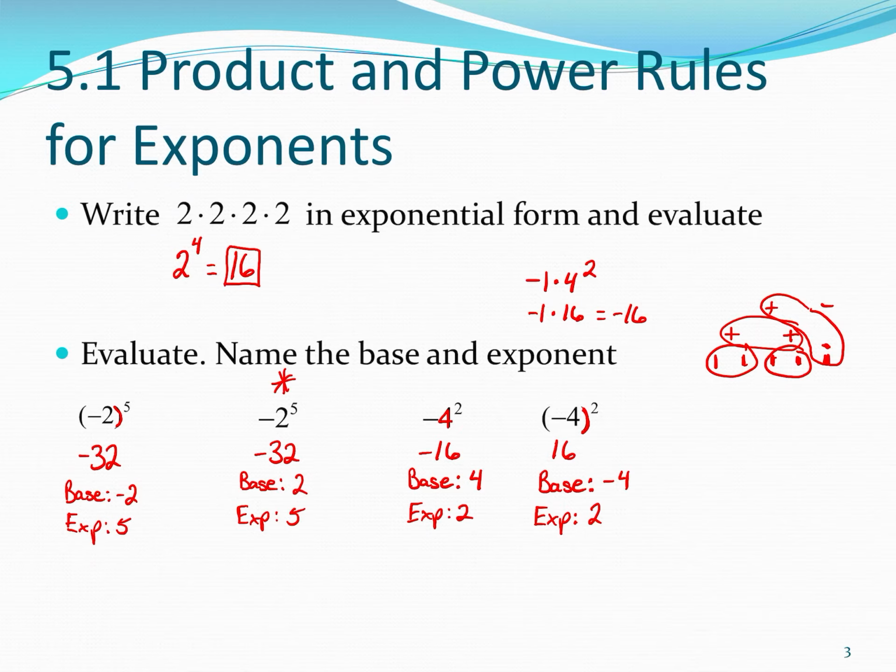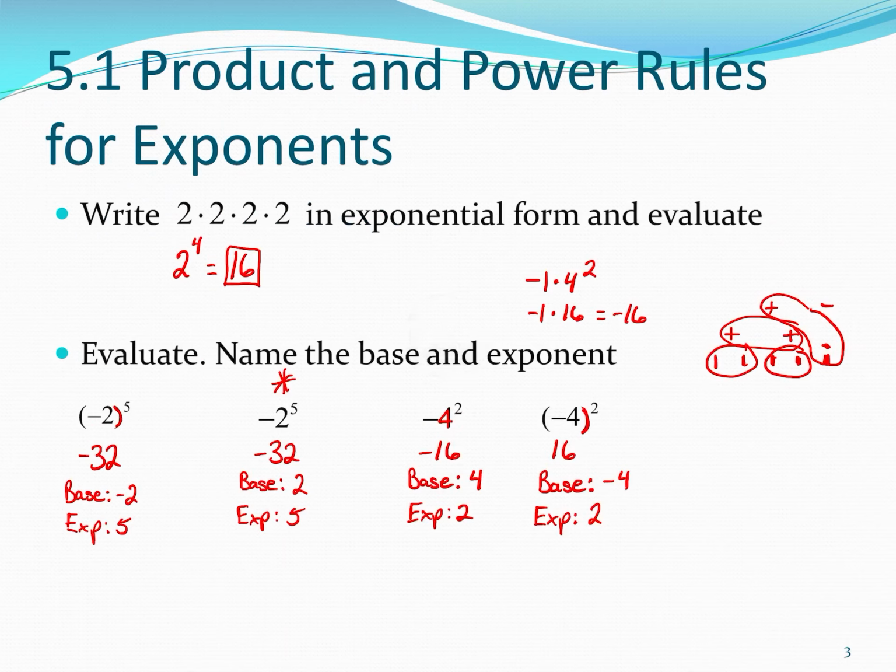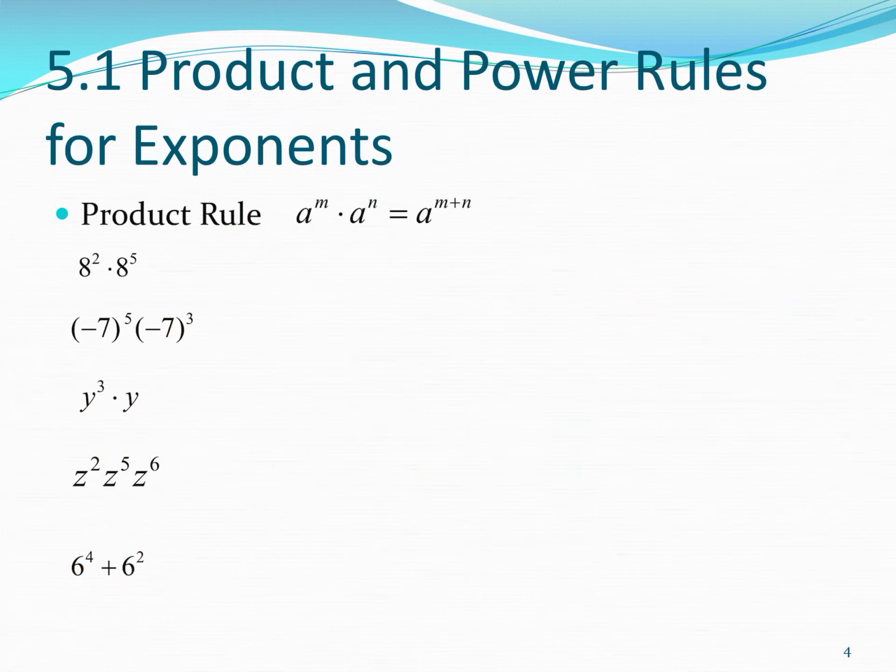With the last two, with the 16 and negative 16, because we have an even exponent, then it matters. So 4 squared is 16. Negative 4 squared is also 16. So in this last one, it's negative times negative, which is positive. And in the third one, it's 4 squared, which is positive, and then we make it negative. And so that's where our difference comes in. It's all about the base and then what the exponent is. Okay?